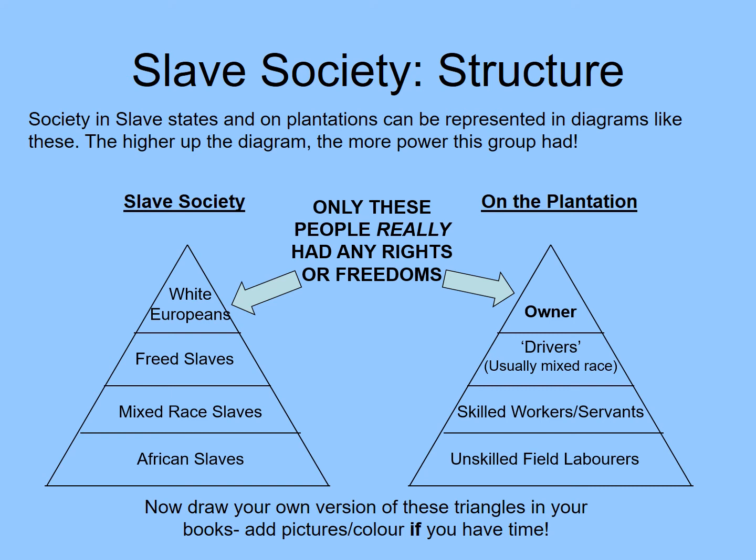Now your task is to simply draw your own version of these triangles in your books and to add pictures and colour if you have time, because after this we're going to be looking in more detail as to what sort of work they did on the plantation, and that'll take the form of a research task. So get this down first of all, and pause the video while you do so.